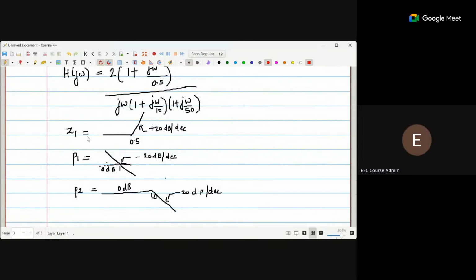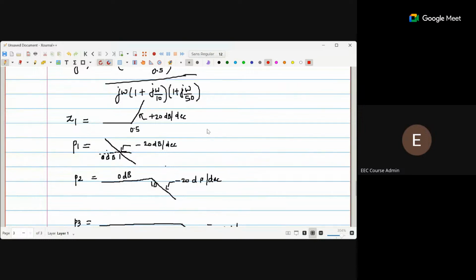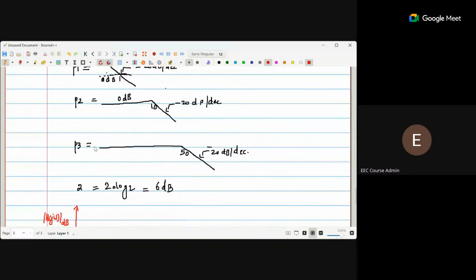Then what we have is the Z1: up till 0.5, it is 0 dB. Then being the zero, it introduces a positive slope. P1 is the pole at origin, so it introduces minus 20 dB per decade, and that crosses the 0 dB line at 1. Then P2 is corresponding to this term. So up till 10, it is 0 dB line, after which it is a negative slope of minus 20 dB per decade. P3 corresponds to this term 1 plus j omega by 50. So up till 50 it is 0 dB line, and thereafter minus 20 dB per decade.